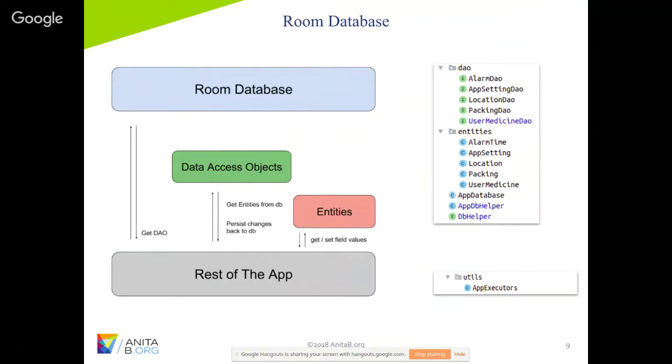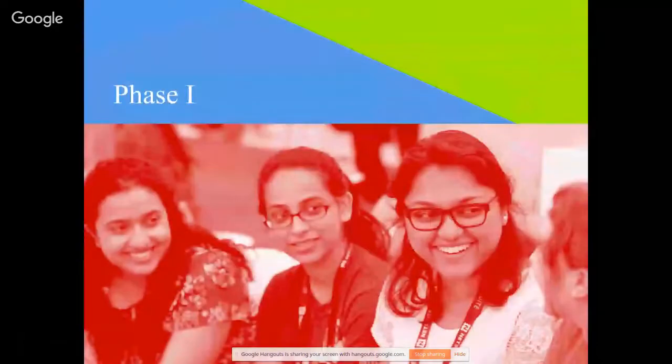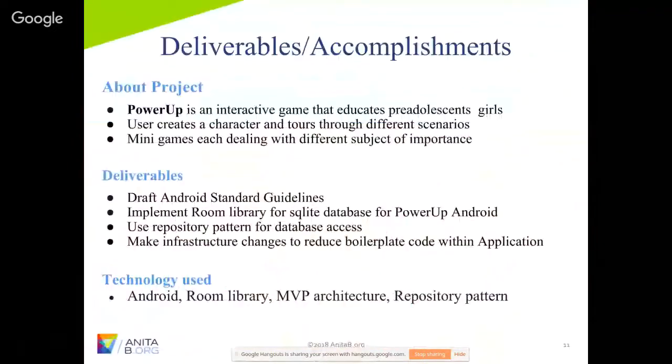So, as we have discussed the MVP and Room, let's talk about phase one. My accomplishments for phase one were, for PowerUp for Android, I shifted the database from SQLite to Room, and I also drafted Android standard guidelines using many of the references provided online, also with the help of developer documentation for Java, and I researched XML resource guidelines from many of the blog spots to create Android standard guidelines so that throughout the community we can follow one standard guideline.